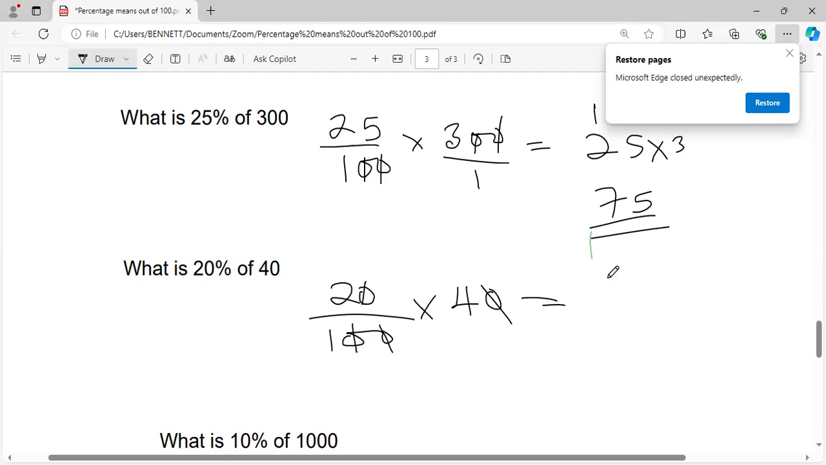So now we're left with 2 multiplied by 4. Because we cancel off these 2 zeros, right? And then of course, 2 times 4 is 8. So our final answer would be 8. And it makes sense because 20% of a number is like dividing by 5.